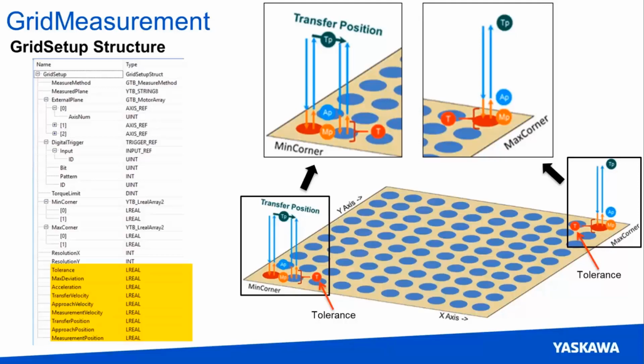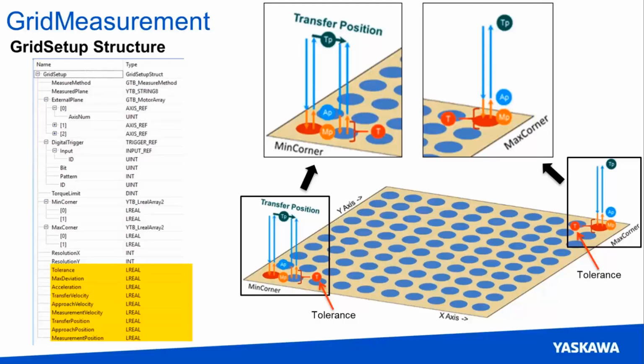Approach is a medium speed preparing to move into the measurement position, and then the measurement velocity is a slower one that is acceptable for reading an input. These are all user defined, as I said before, and testing may need to be done to determine what those values should be. They're all machine specific, but typically the measurement velocity would be between 1 and 5 millimeters per second.